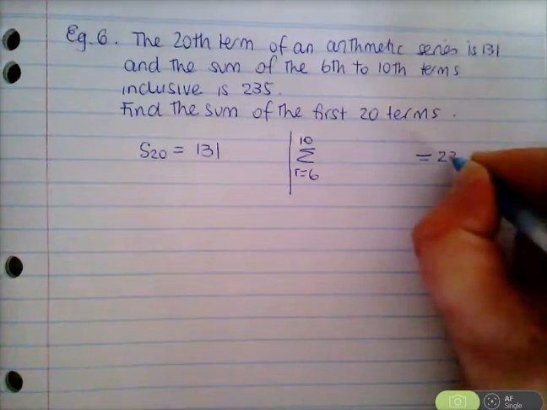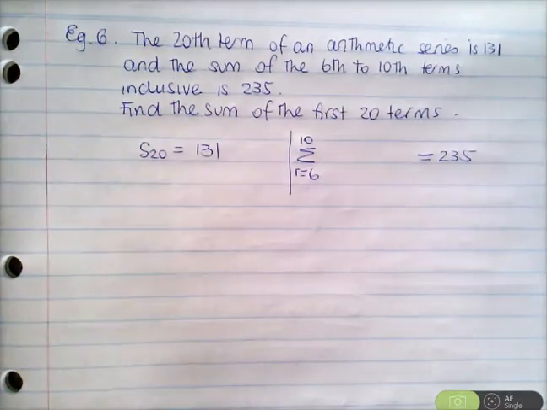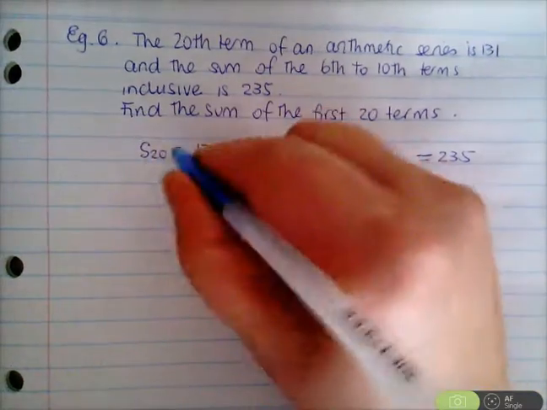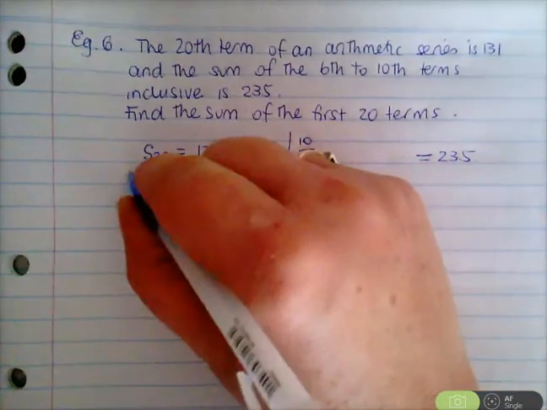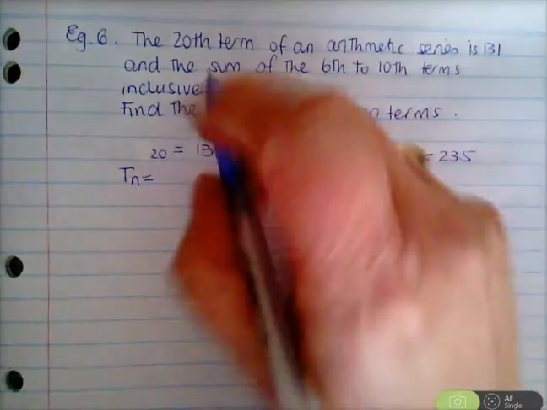That sum is 235. Now I'm leaving that blank because I can work out what the general term of that function is. So we know that the 20th term is 131, so therefore we know that Tn, sorry, no, that's not Sn, it's Tn, the 20th term.